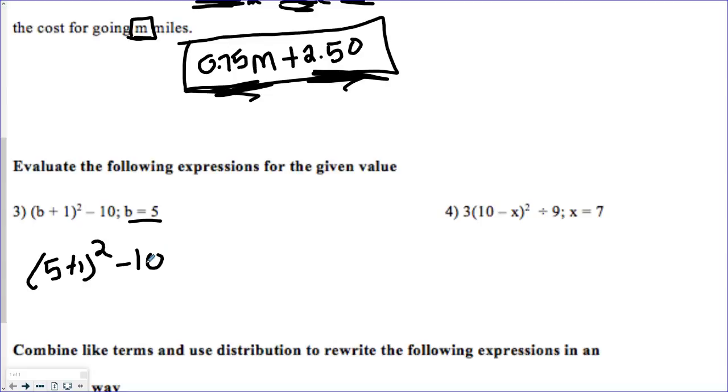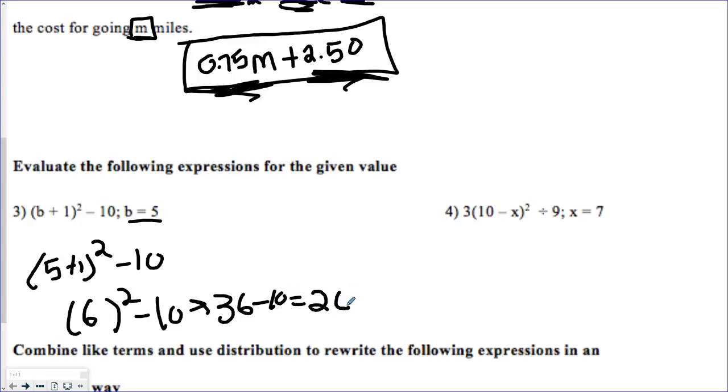Order of operations says do parentheses first. So 5 plus 1, that's going to be 6. So 6 squared minus 10. 6 squared is 36, minus 10, which is going to give you 26. So that is my final answer there.